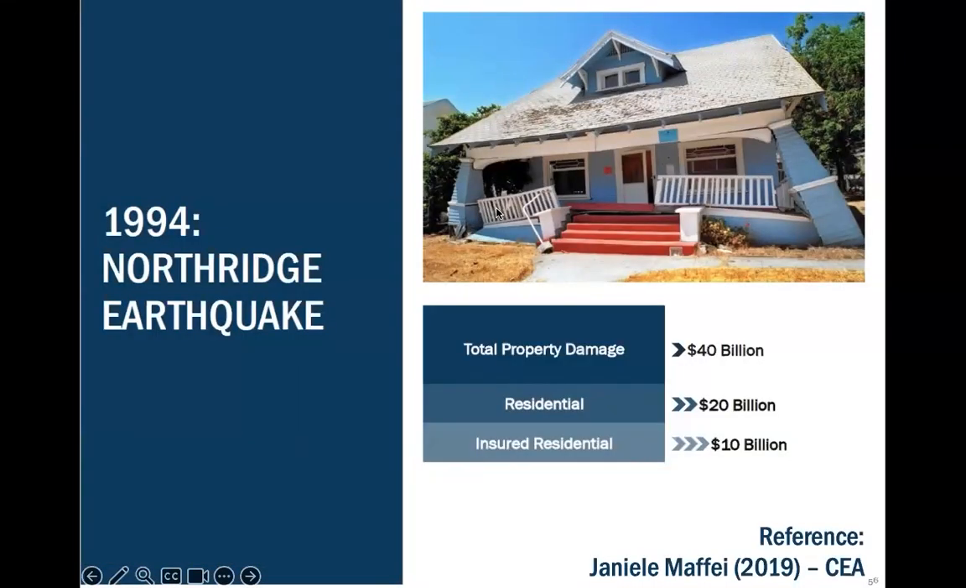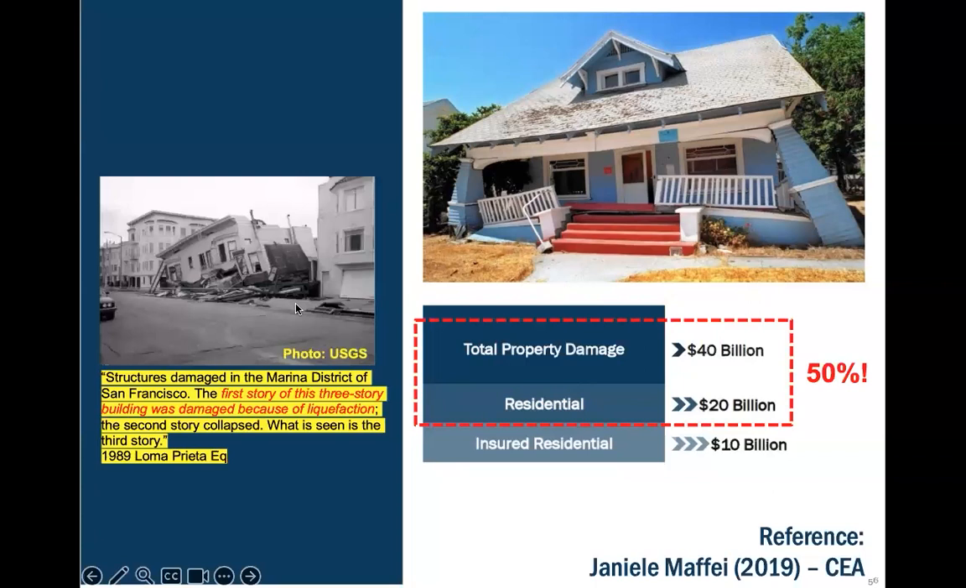This is another example from the 1994 Northridge earthquake, showing the overall property damage and the portion attributed to the residential buildings. You see that even though damage to a single residential building may not be significant, once you add up thousands of those buildings, the overall damage becomes significant. This is another example from the 1989 Loma Prieta earthquake in the Bay Area, where a 3-story building was damaged, and liquefaction played a key role in causing that damage.